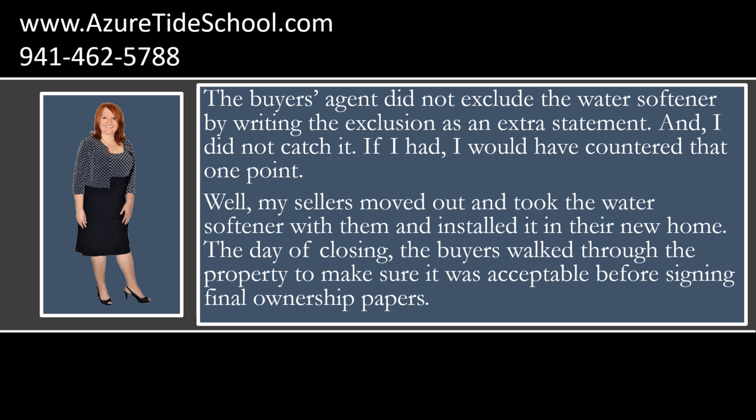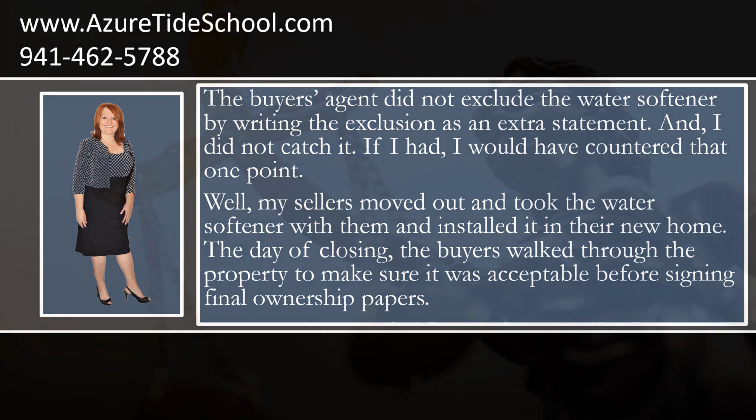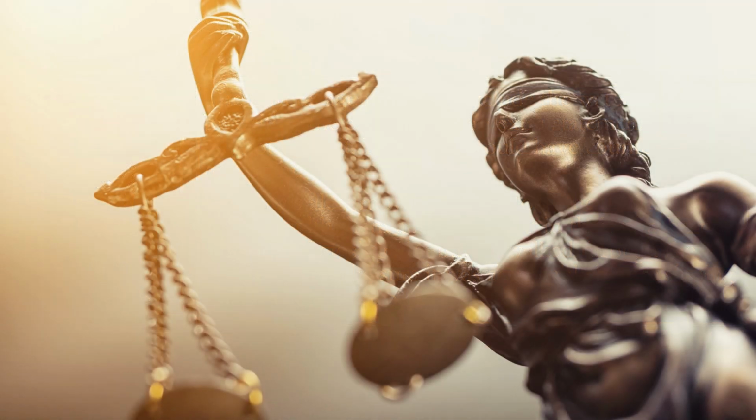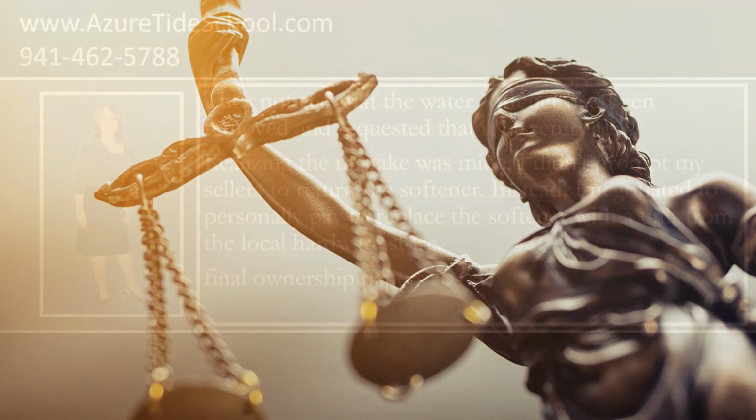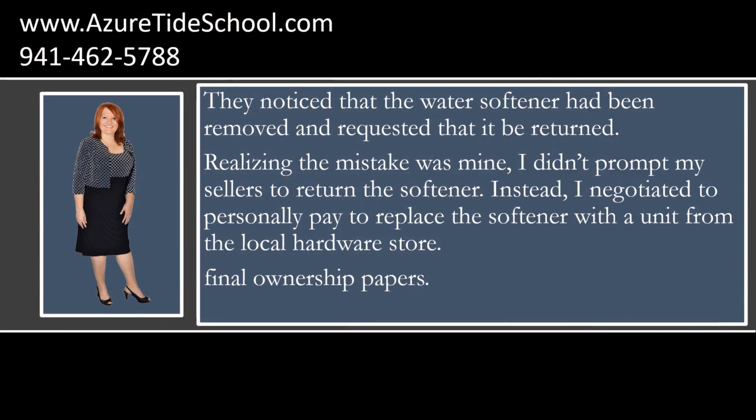Well, my sellers moved out and took the water softener with them and installed it into their new home. The day of closing, the buyers walked through the property to make sure it was acceptable before signing final ownership papers. They noticed that the water softener had been removed and requested that it be returned. Realizing that the mistake was actually mine, I didn't prompt my sellers to return the softener. Instead, I negotiated to personally pay to replace the softener with a unit from the local hardware store.